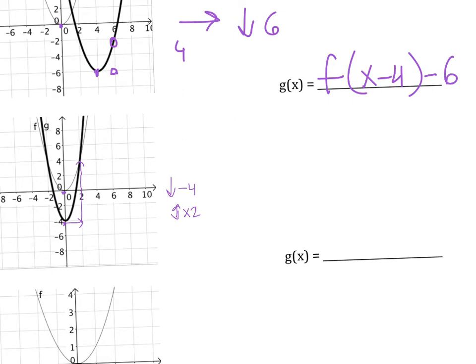So to make a vertical stretch, I need a multiplier that's outside the function. So I'm taking the output of the function, multiplying it by 2 to get that vertical stretch. Inside, I'm not doing anything horizontally. There's no stretching, there's no shifting, so it's just f of x. And then on the outside, again, I want to subtract 4. That brings it down.